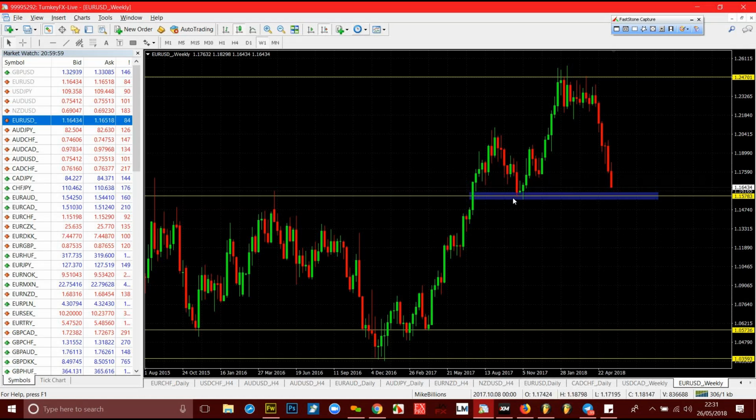If you look at it, I'm capturing the body and the wicks as well. It could turn at the body, it could come all the way down to this wick as well. So that's why I'm boxing up everything. So that's on the weekly time frame.